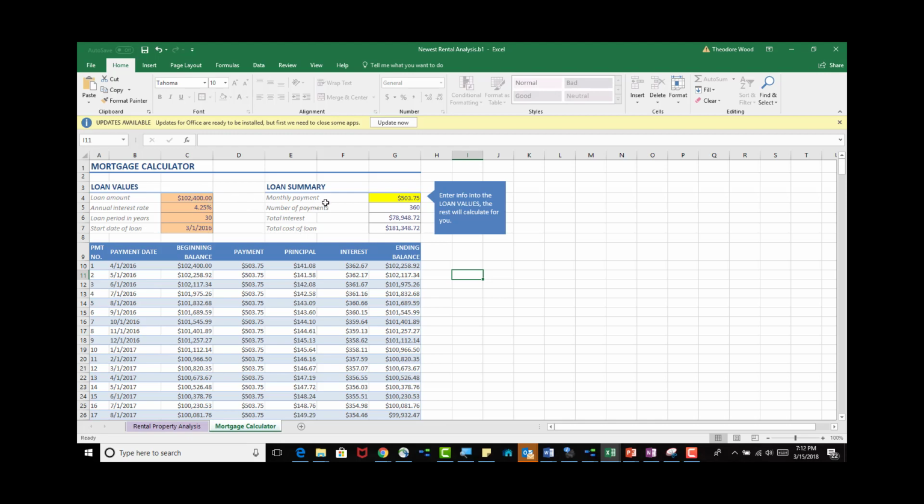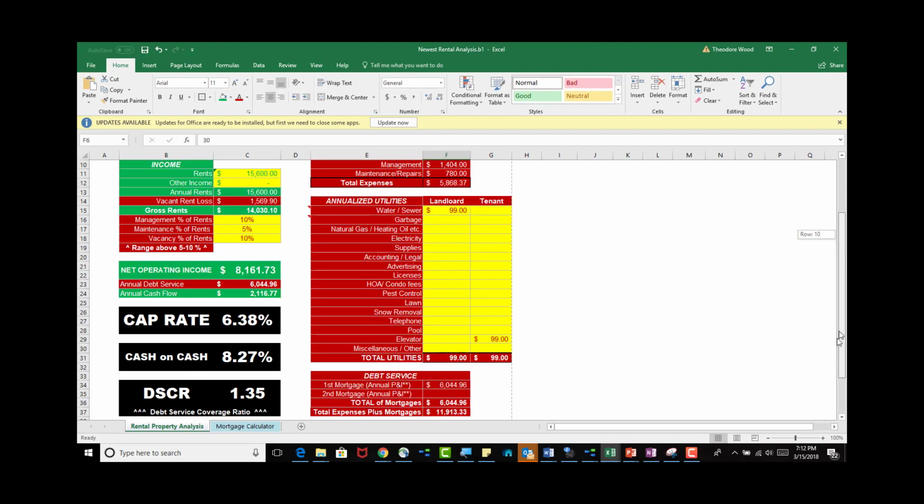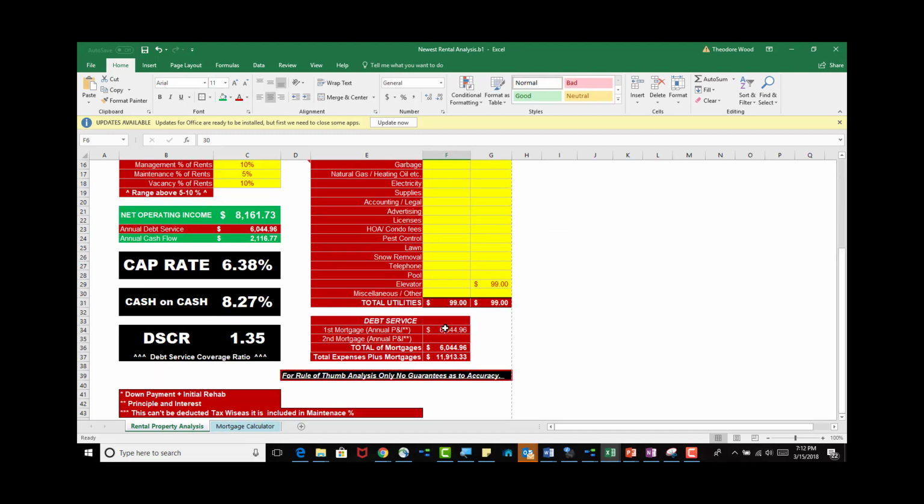Total mortgages, because you might have a second. And total expenses plus mortgages is here. But over here, you'll see I made this net operating income bigger, and I didn't do the same thing for annualized cash flow. This is your profit over the year. That's what you put in your pocket right now.